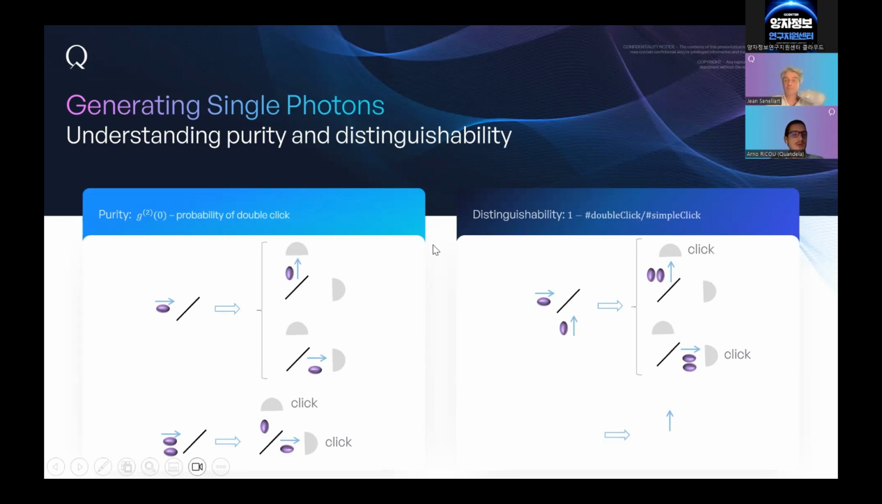So we're looking for a G2 as low as possible, a G2 of 0. So we're looking for a really high purity.